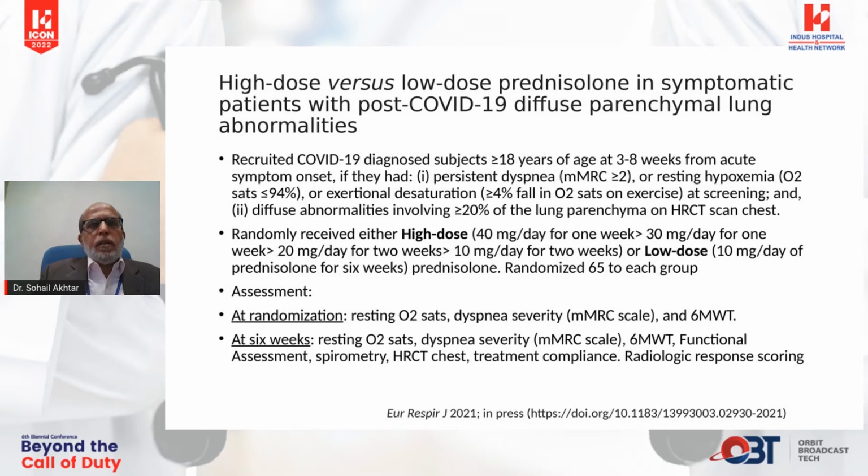This study looked at whether we should give a high dose or a low dose prednisolone in symptomatic patients with post COVID-19 diffuse parenchymal lung abnormalities. And the high dose was defined as 40 milligram per day to start with for a week, and then tapering up to 6 weeks. So it was a slow taper starting with high dose, and the low dose cohort involved starting with 10 milligram per day and persisting on it for 6 weeks. The drug used was prednisolone, and 65 patients were randomized into each arm.